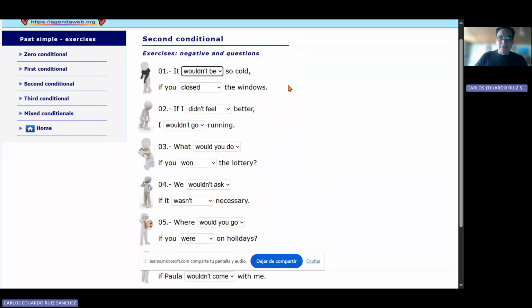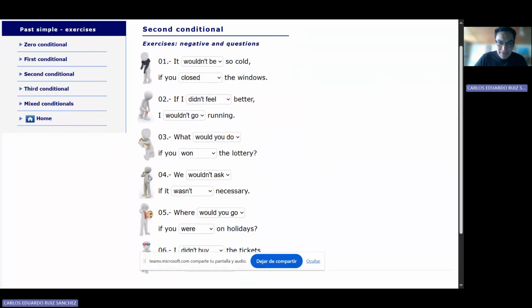It wouldn't be so cold if you closed the windows. Yes? Or it wasn't if you would close the windows. If is with past simple, close. So, it wouldn't be so cold if you closed the window.